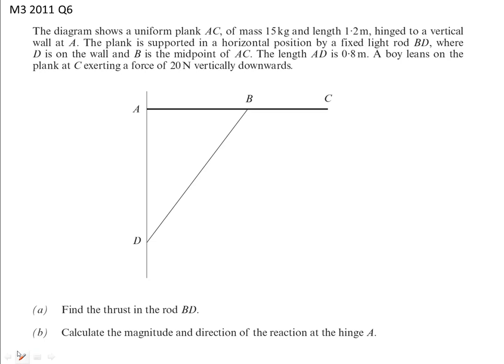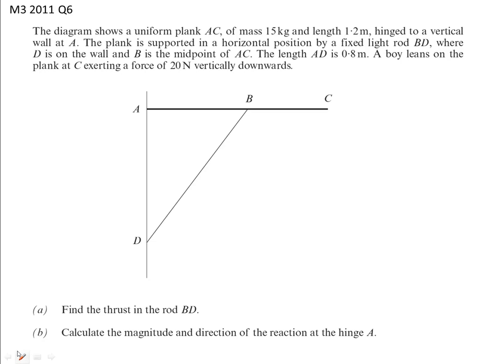Now for our next example from the 2011 paper, we have a uniform plank AC of mass 15 kilograms and length 1.2 meters, hinged to a vertical wall at A. The plank is supported in a horizontal position by a light rigid rod BD, where D is on the wall and B is the midpoint of AC. The length of AD is 0.8 meters, and a boy leans on the plank at C, exerting a force of 20 newtons vertically downwards.